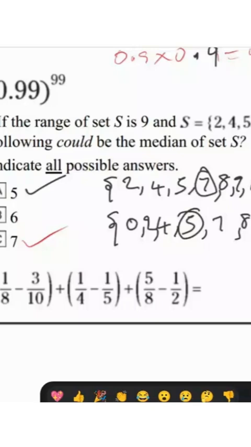If S is 11, the median is 7. That is when we arrange in ascending order. If S is 0, the median is 5. So 5 and 7 are two possible answers.